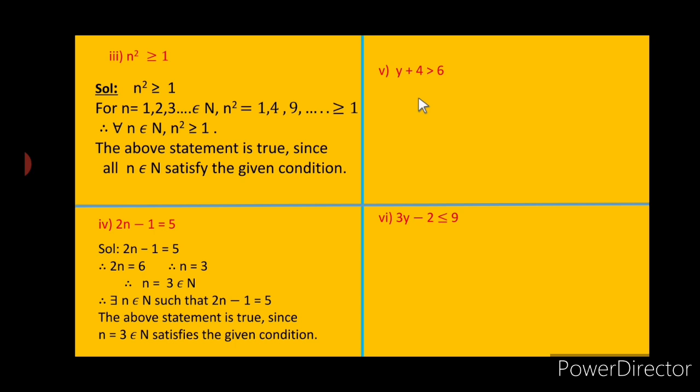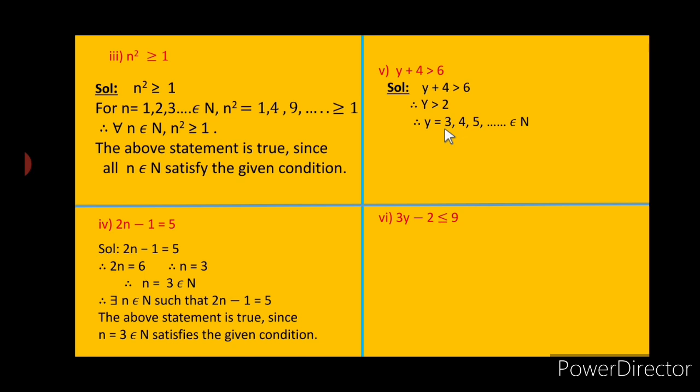Now the next one, y plus 4 is greater than 6. Again take 4 on the other side, it will become minus. So you get y is greater than 2. Now y is greater than 2 from the set of natural numbers. So y will be equal to 3, 4, 5 and so on belonging to natural numbers. Now though here y takes infinite number of values, it is not the whole set of natural numbers because number 1 and number 2 are missing.